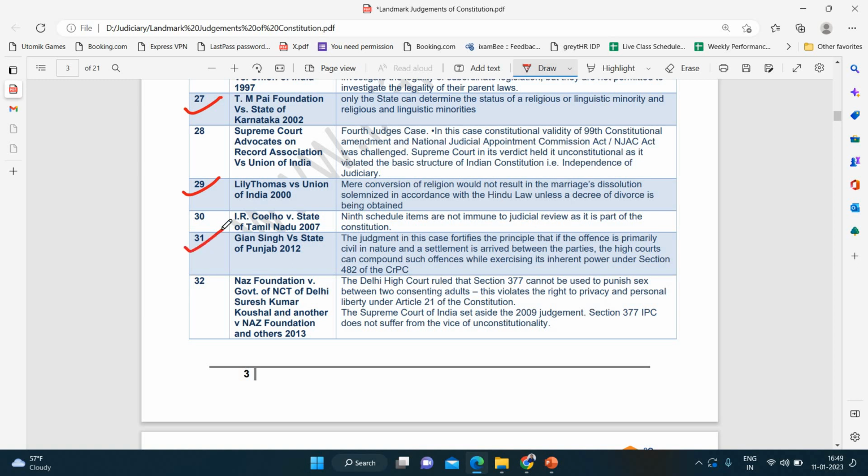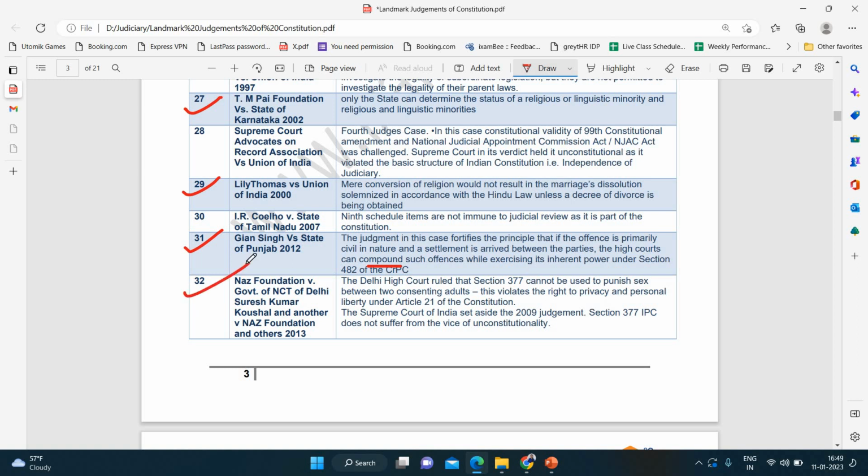Judgment 31, Gyan Singh versus State of Punjab. The judgment in this case fortifies the principle that if the offence is primarily civil in nature and a settlement is arrived at between the parties, the High Courts can compound such offences while exercising their inherent power under Section 482 of the Criminal Procedure Code. So in Gyan Singh versus State of Punjab, the power of compounding by the High Courts was discussed.